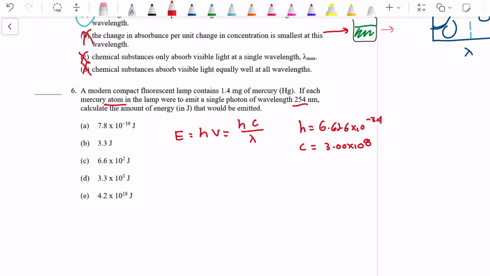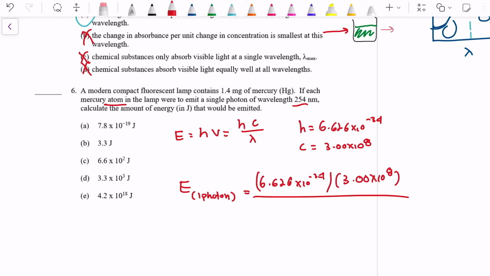Okay, they're not on my sheet. I'm just going to assume they're right. Anyways, let's keep going. So then my energy, and this is the energy of one photon. Okay, so important distinction there. Let's just start plugging stuff in. 6.626 times 10 to the negative 34th times 3.0 times 10 to the 8th over the wavelength that they give us.